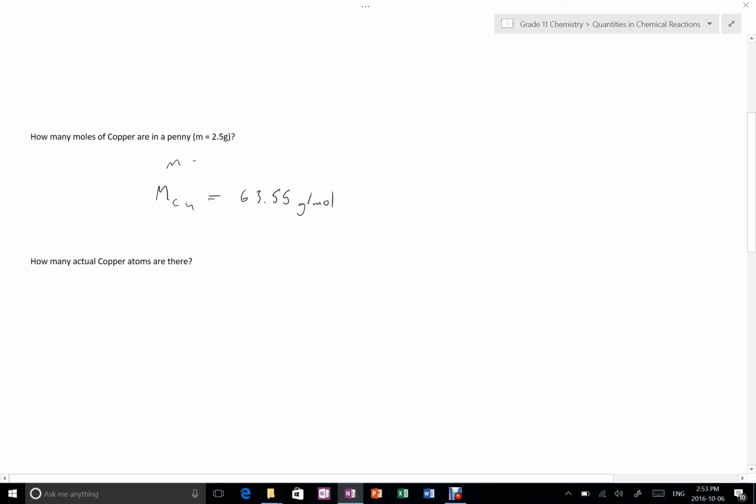The mass that we have is 2.5 grams. So we can figure out the moles by figuring out our mass divided by the mass for 1 mole. 2.5 grams divided by 63.55 grams per mole. So we don't have a full mole here, we only have 0.0393 moles of copper. We can do this using the factor reduction method as well.